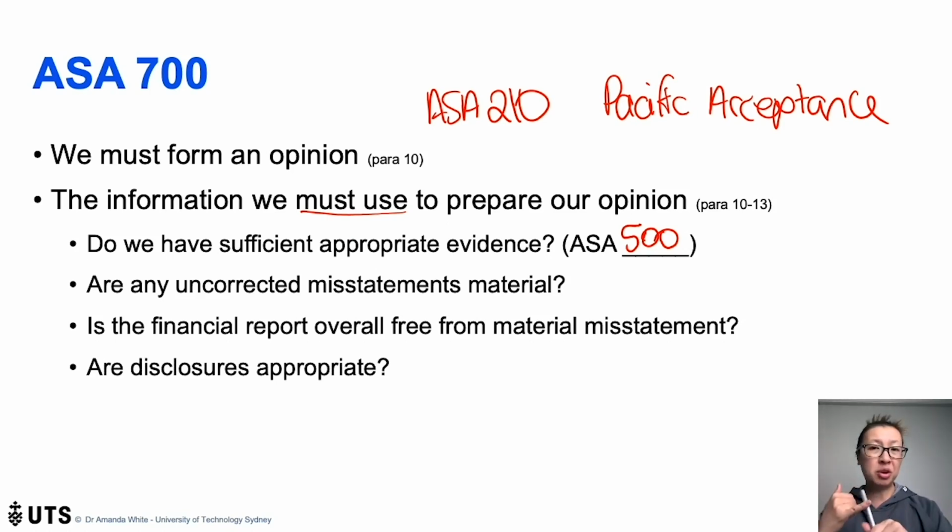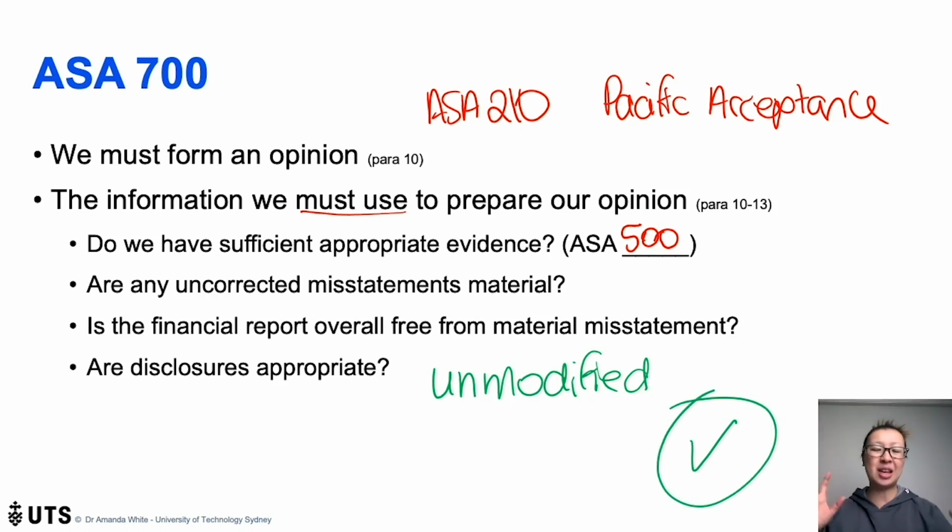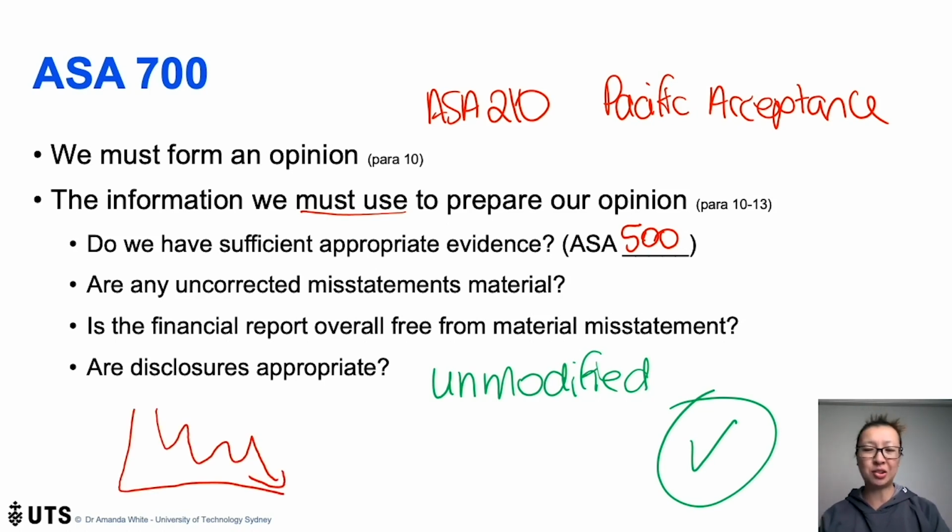So if we have sufficient appropriate evidence, we don't have any material misstatements that are still existing in the accounts, and we think disclosures are appropriate, then ASA 700 is going to tell us to issue an unmodified opinion. And that opinion is the big tick. That's everything is true and fair. Now remember, the company might still be on a downward trajectory, but as long as they're telling the truth, they still get an unmodified opinion.